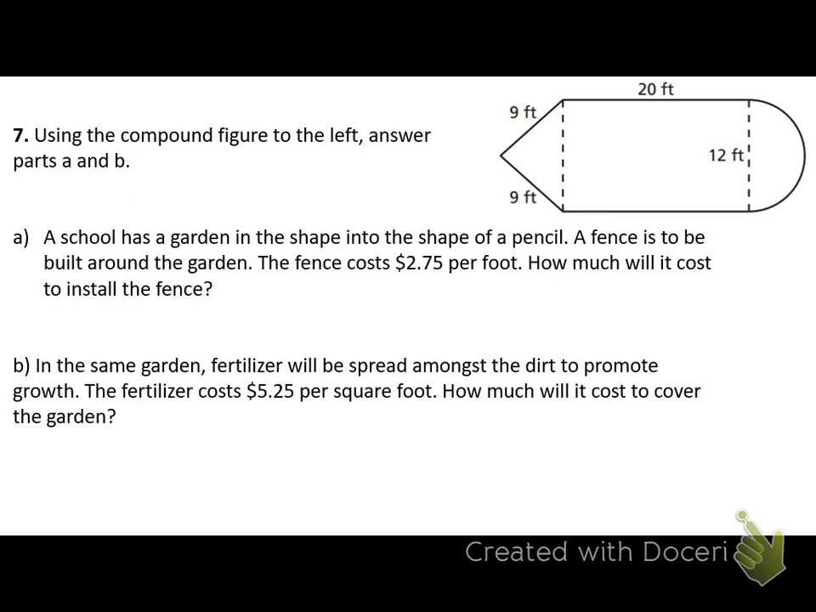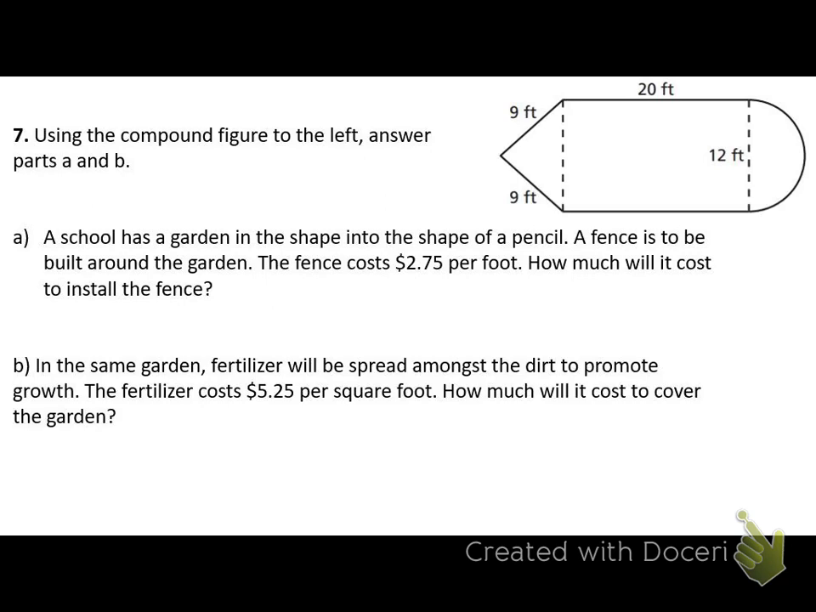All right, this is the last one. There is an application question like this on your test for sure. There might be more than one even. A school has a garden in the shape of a pencil. A fence is to be built around the garden. The fence costs $2.75 per foot. How much will it cost to install the fence?